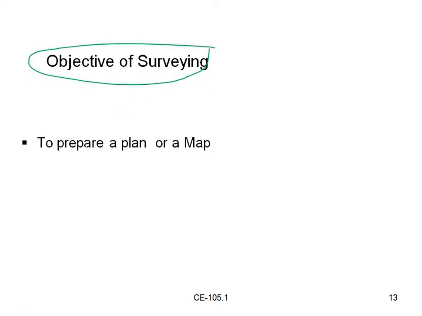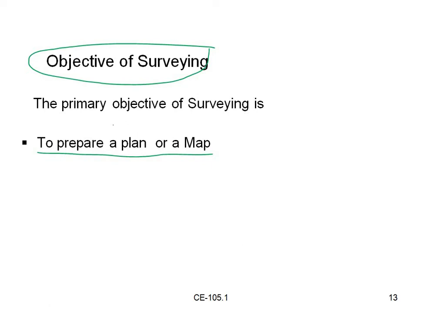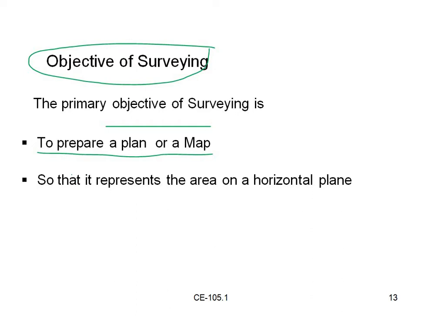So actually, what is the objective of surveying? It is to prepare a plan or a map. With this objective of surveying we will be preparing the plans and maps. The primary objective of surveying is to prepare a plan or a map so that it represents the area on a horizontal plane. So this surveying will be representing the area on the ground surface, and it will be represented on a horizontal plane.